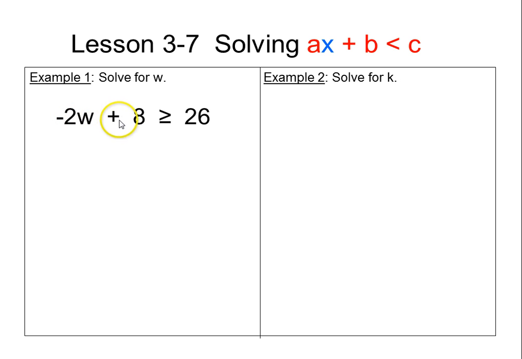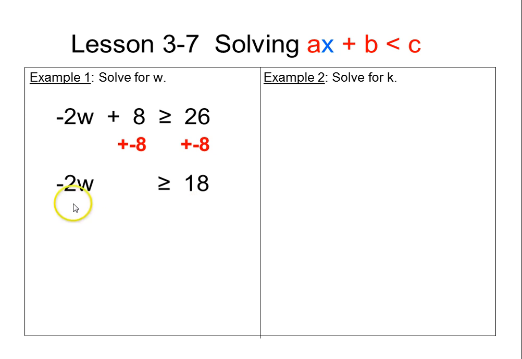So we have this inequality: negative 2 times w plus 8 is greater than or equal to 26. If this is an equation, the first thing I'm going to do to both sides is add negative 8, or subtract 8, because I want this plus 8 here to go away. So I add negative 8 to the left-hand side of the inequality, and I add negative 8 to the right-hand side. On the left-hand side, we get the negative 2w from right here; the 8's are gone, they canceled out. And on the right-hand side, we get 18, because 26 plus negative 8 is 18.